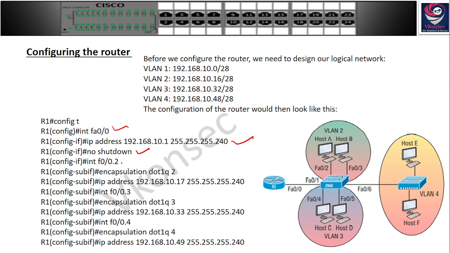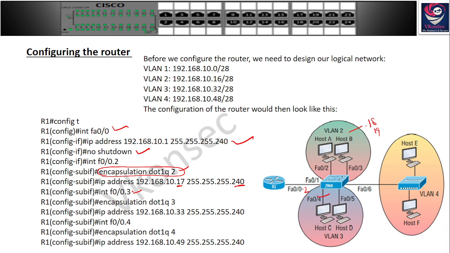Then interface f0/0.2, which means I'm using this, but I'm putting 2 for VLAN 2, right? I will configure the IP address .17, and all the hosts will have .18, .19 like that, in the same network, right? So you have to see that I'm using .17, and this is the subnet mask. Now you are going to configure .3 for VLAN 3, and here you see encapsulation. First of all, you have to run the encapsulation command for the trunk port. So dot1Q 2 is there.